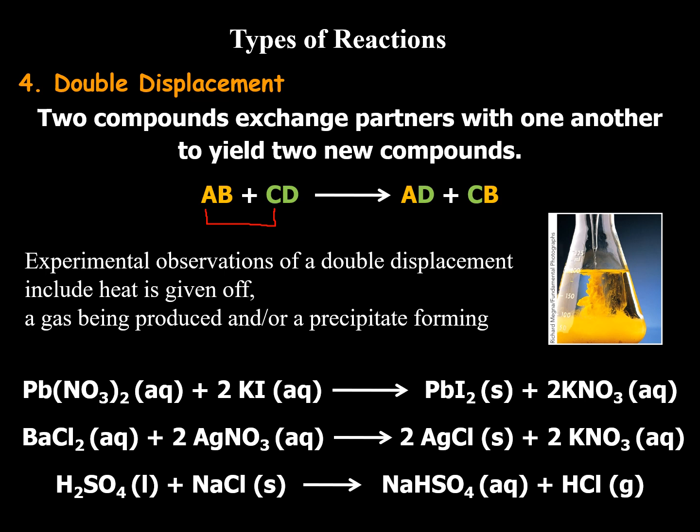So if we look at some examples, we have lead 2 nitrate plus 2 potassium iodide, giving us lead 2 iodide plus KNO3, potassium nitrate. So again, the Pb and the K switch places to give us our products. We have here the barium chloride plus silver nitrate gives us silver chloride plus barium nitrate. So again, the silver and the barium switch places. And we also have our final example, sulfuric acid plus sodium chloride gives us NaHSO4 plus HCl.